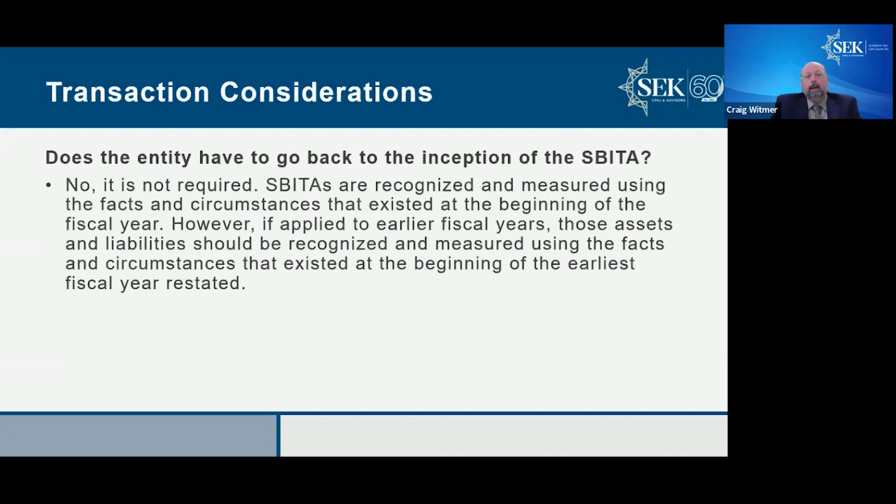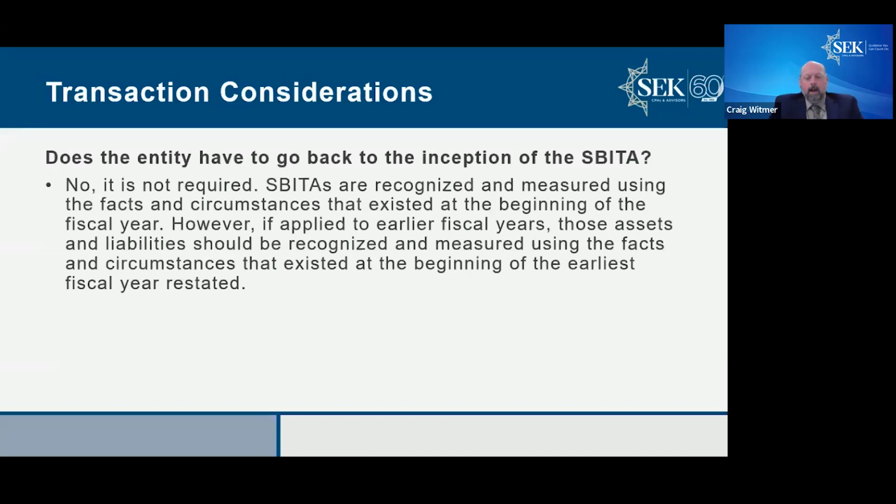One thing to keep in mind there as well is, let's say it was a 5-year contract, but as of July 1st, 2022, you only have 1 year left. Well, in that case, it's a short-term SBITA, and that's not something that you would need to account for, because you're looking at the facts and circumstances in effect at the date of implementation.